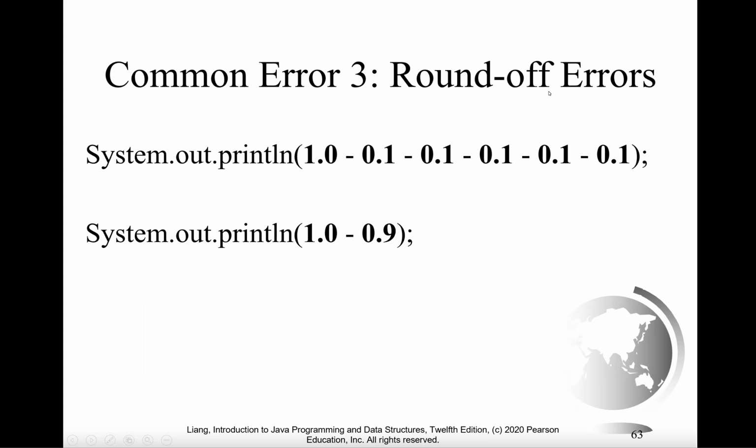Common error 3, round-off errors. This happens when you use floating point numbers. For example, 1.0 subtract 5 times 0.1 should be 0.5. But you'll be surprised, you're not going to get exactly 0.5. Because of this round-off error, you have this numeric inaccuracy for floating point numbers. Same here, 1.0 minus 0.9 may not be exactly 0.1, but it's very close to 0.1. So just be careful. This is the nature of computer programming involving floating point numbers.